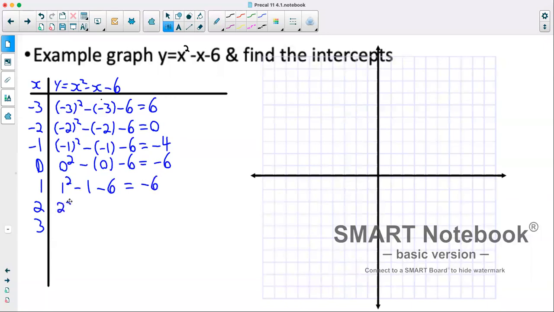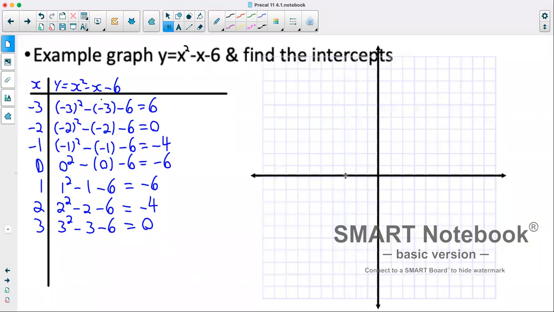Next, we have 2 squared minus 2 minus 6. So 2 squared is 4, minus 2 is 2, minus 6 brings us to -4. Next, we have 3 squared minus 3 minus 6. 3 squared is 9. Minus 3 is 6, minus 6 is 0. So we'll plot these and see where we're at.